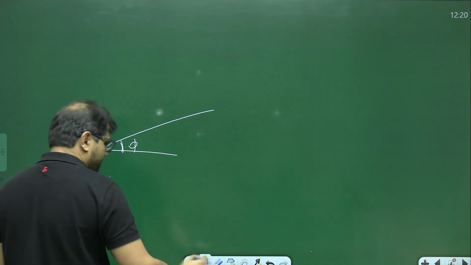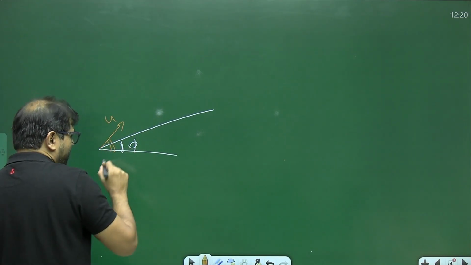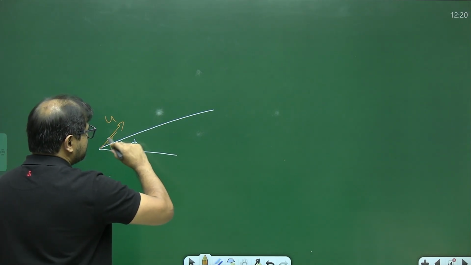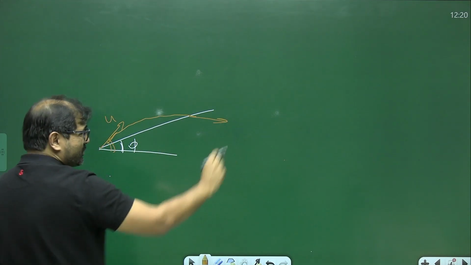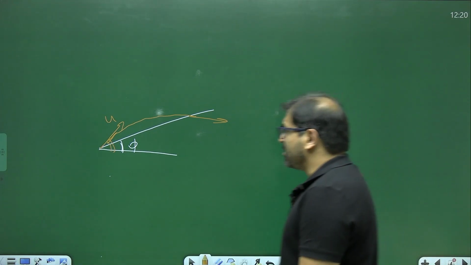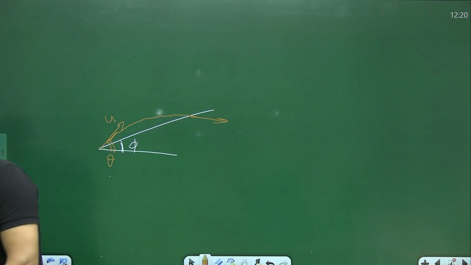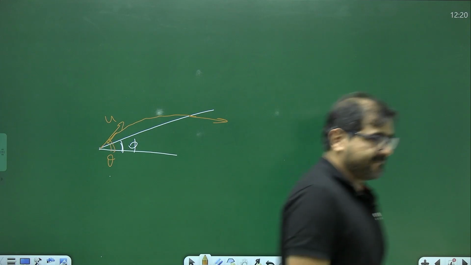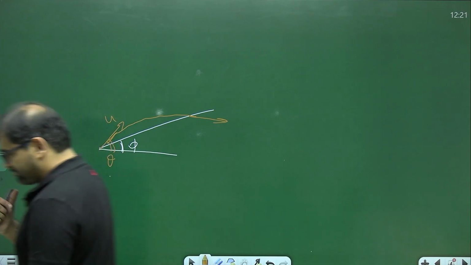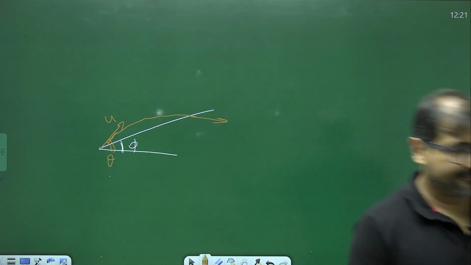Again, projectile, inclined plane, angle phi. We are projecting a particle with horizontal angle theta, velocity u. This particle flies and strikes the incline horizontally. So, find the relationship between theta and phi if the projectile is striking the incline horizontally. I would advise you to try it. Pause the video here, try it for a minute and see where you get it.